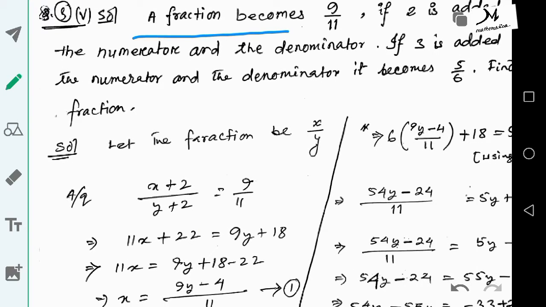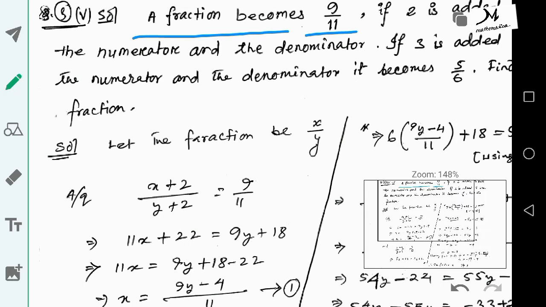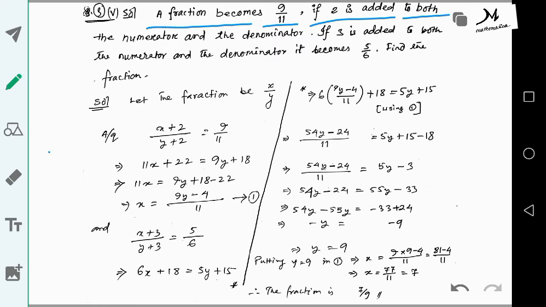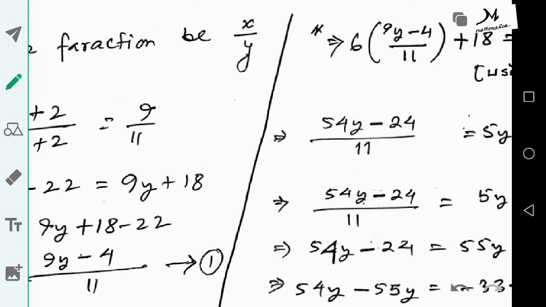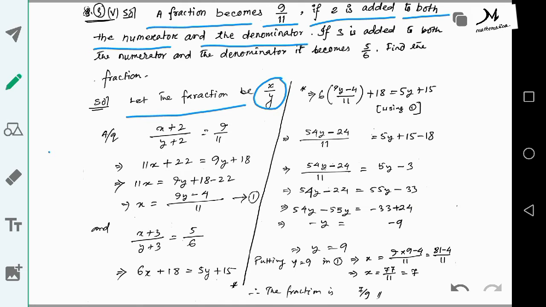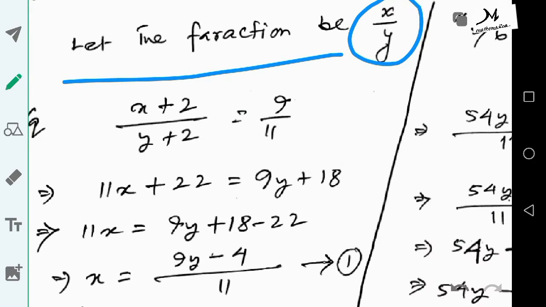A fraction becomes 9 by 11 if 2 is added to both the numerator and the denominator. Suppose there is a fraction we have considered, that is x by y. So if we add 2 to the numerator and 2 to the denominator, then this fraction becomes 9 by 11.